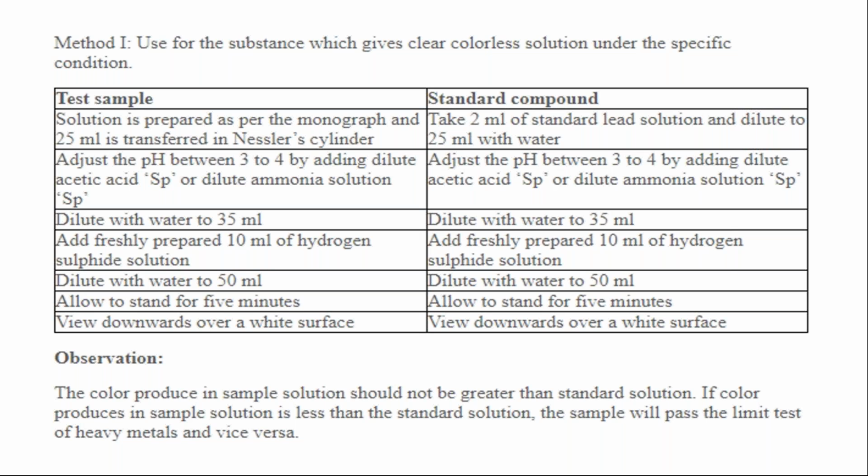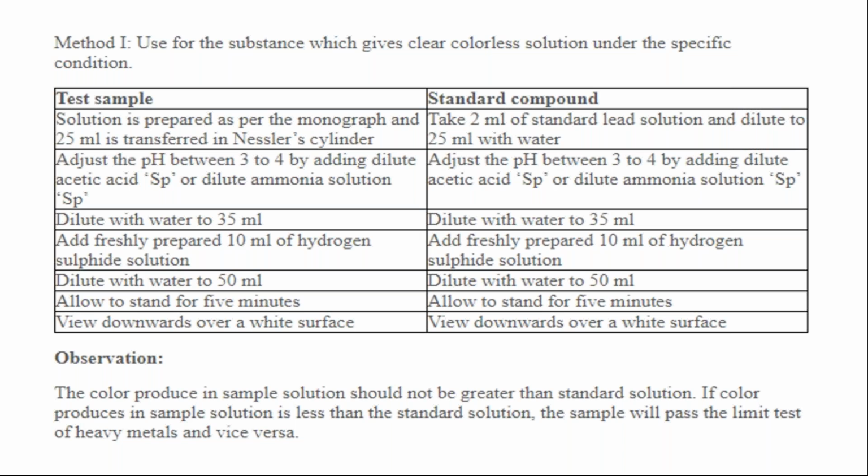So in the test sample, the solution is prepared as per the monograph. Now supposing you know that you're going to test paracetamol, then you're going to go to the monograph of paracetamol which is present in the Indian pharmacopoeia, and you're going to see what is the method that they have told to follow. And if it is method 1, the procedure also will be given as to how you're supposed to prepare the solution to do the limit test. So the solution is prepared as per the monograph, and 25 ml is transferred in the Nessler's cylinder. So till now, whatever we have been talking about Nessler's cylinder, we have used only a 50 ml Nessler's cylinder.